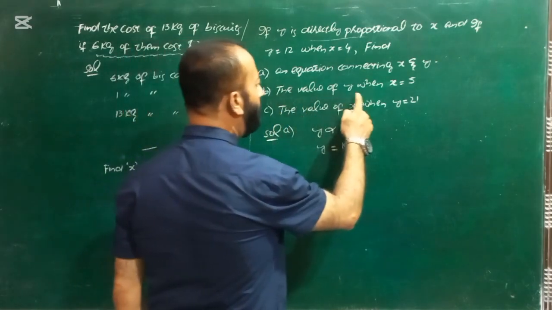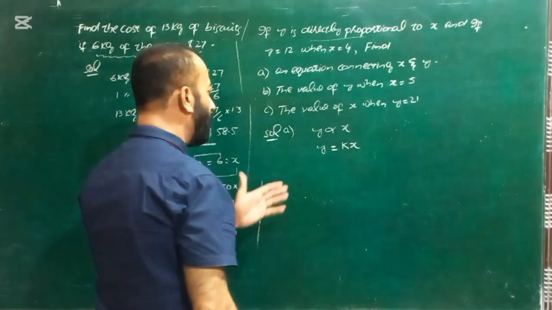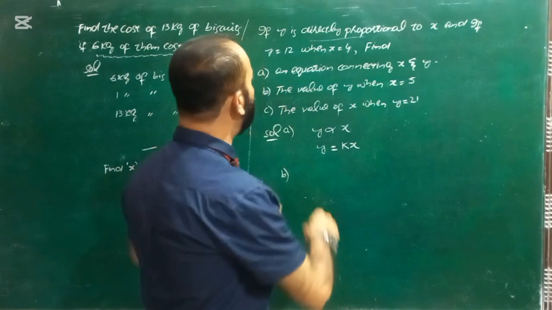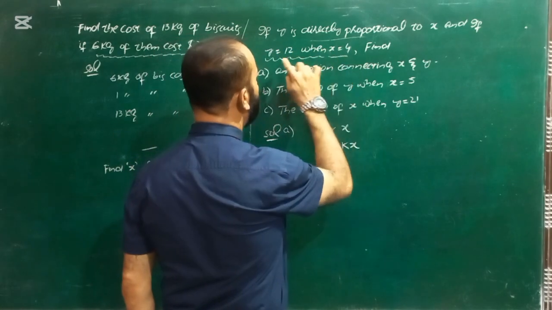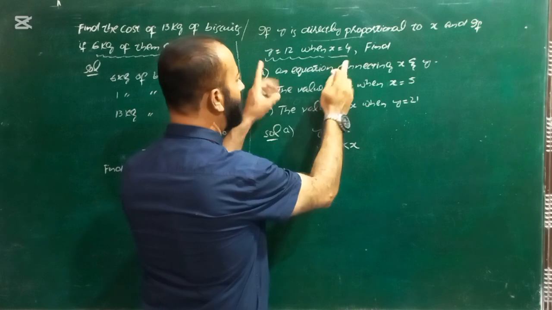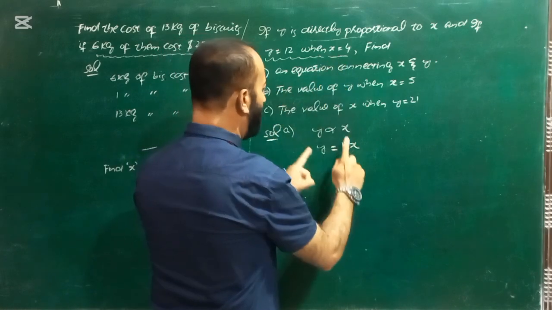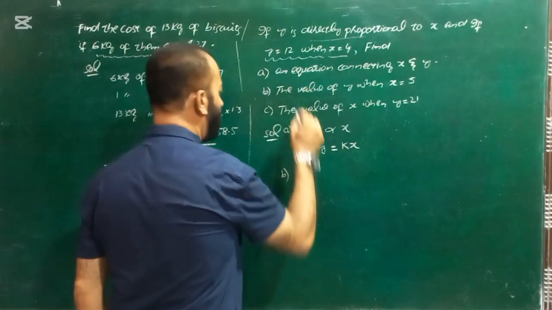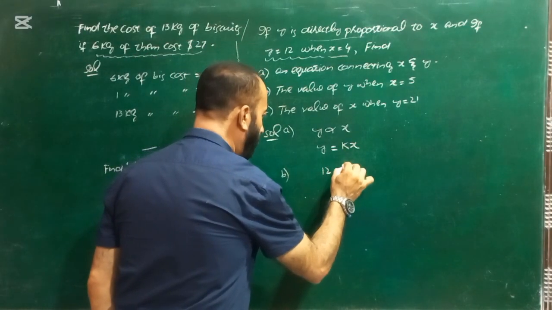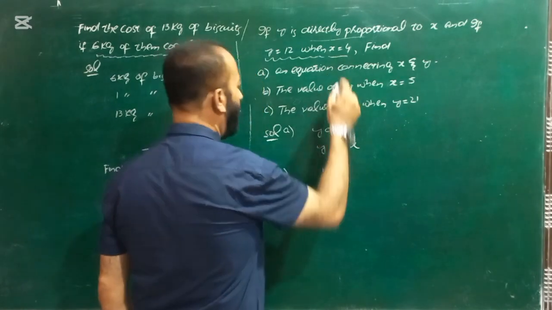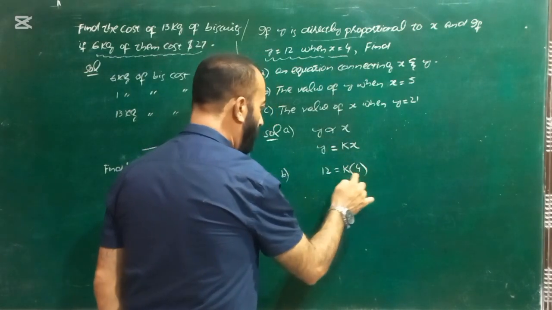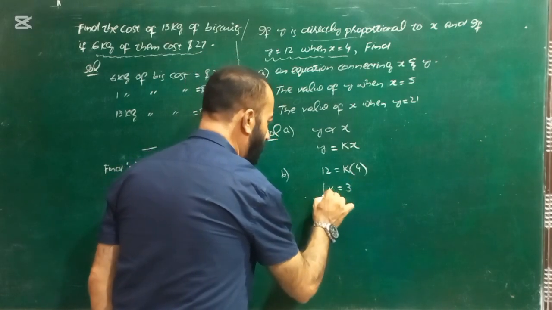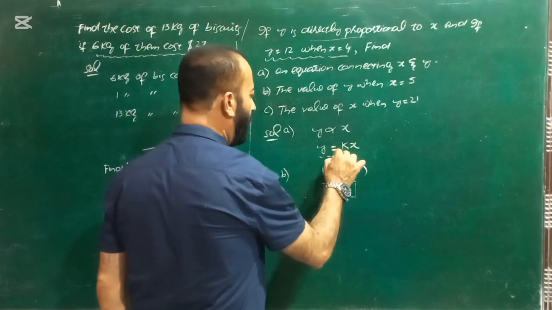B part is the value of y when x is 5. From here onward, first we will put the pair which is given. Look now, y is 12 when x is 4. Both values are given. First we will put these two values into the equation to find the value of k. So y is 12, k will remain as it is and x is 4. From here 4 will come to the denominator, so k will be equal to 3. This is the value of k which will be used in the equation now.